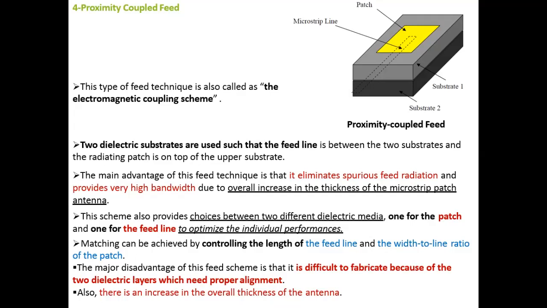The major disadvantage of this feed scheme is that it is difficult to fabricate because of the two dielectric layers which need proper alignment. Also, there is an increase in overall thickness of the antenna.